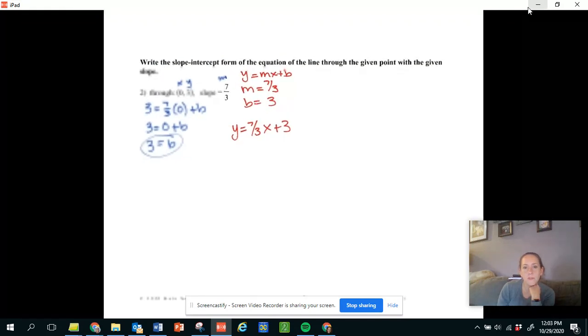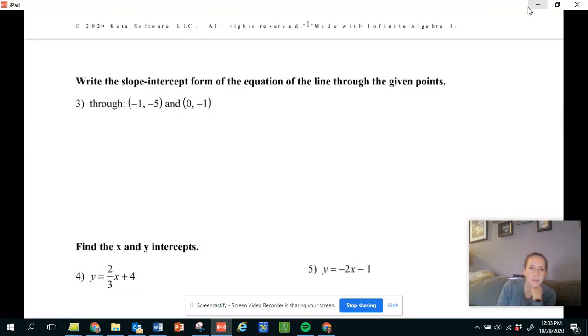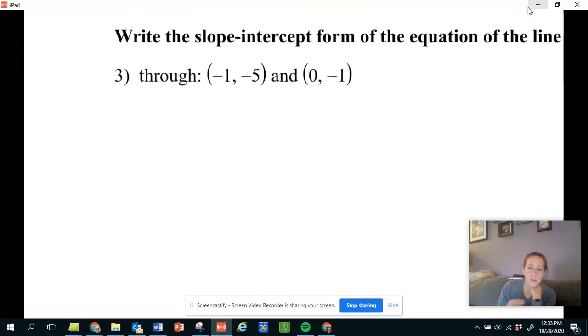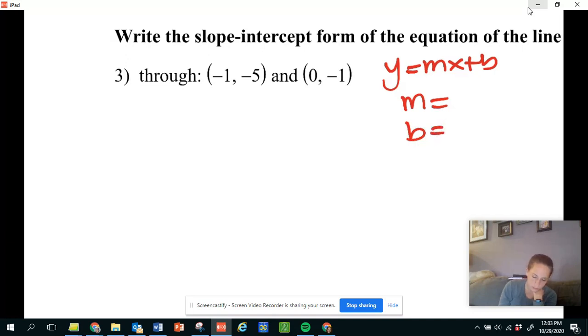On the next one, same thing, except this time they don't give me the slope. I have to find the slope. So I've got y equals mx plus b. I need to find m and I need to find b. So to find m, I use my formula, which again, if you have not written this down, please write it down.